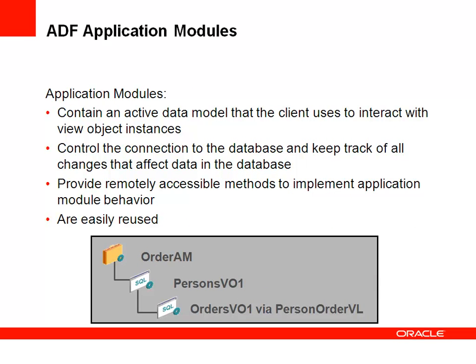The application module is responsible for defining the data model that is going to be exposed for the developers who are going to use your business services. The application module also controls the connection to the database, as well as tracking the transaction state. The application module can provide, in addition, remotely accessible service methods that can do specific operations on your data.